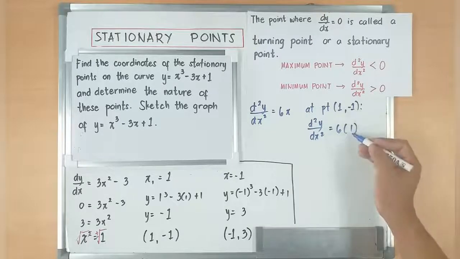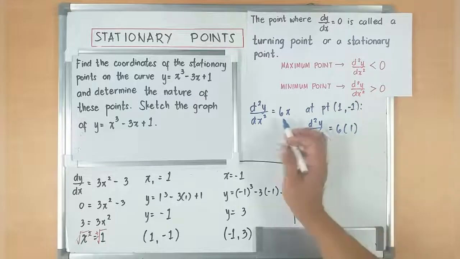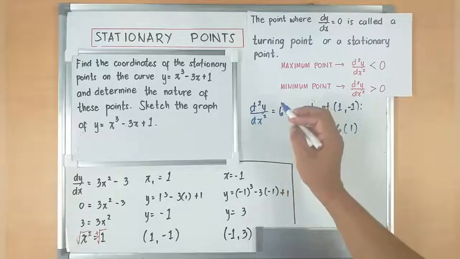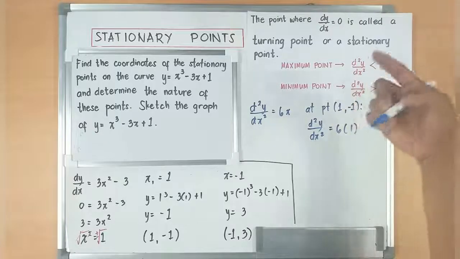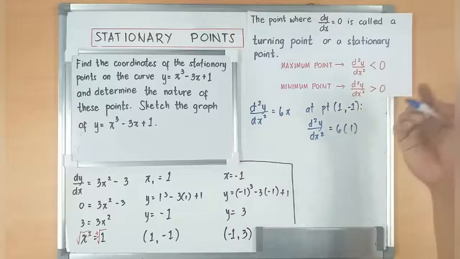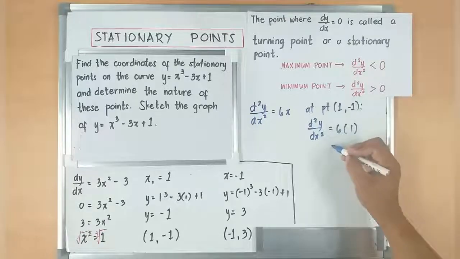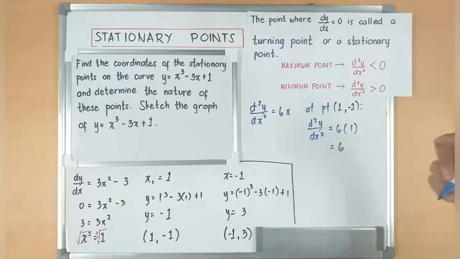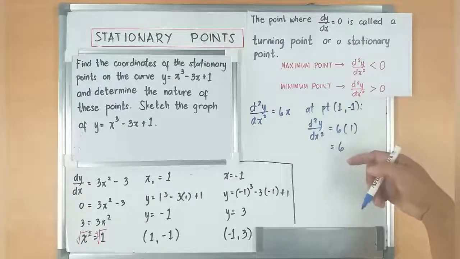Where did I get the 1? There. Where did I get 6 times 1? Because the second derivative is this. Remember, I am getting the value of the second derivative, so that if it is less than 0, then it is a maximum point. If it is greater than 0, then it is a minimum point. Since it is equivalent to 6, what is 6? Is it greater than or less than 0? It's greater than 0. It's a positive number.